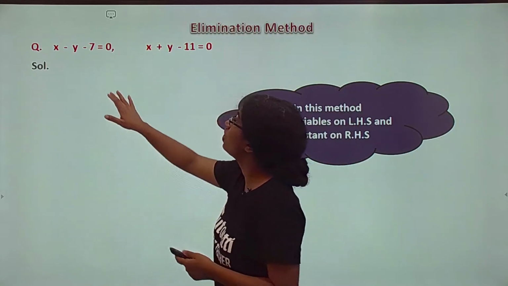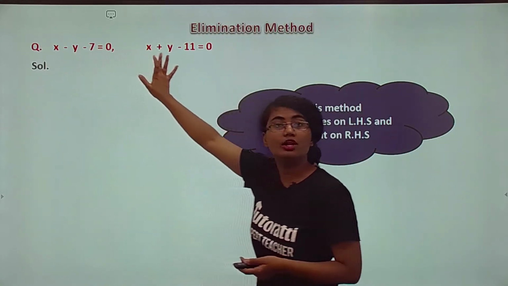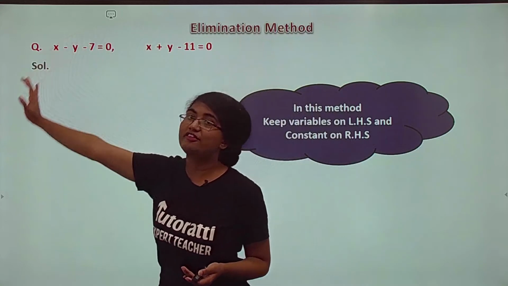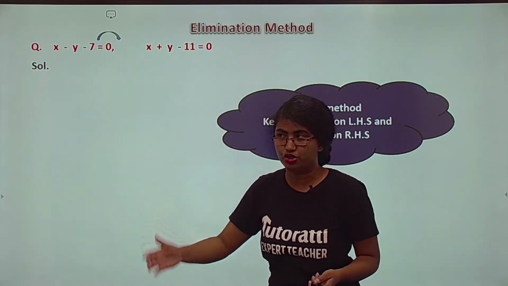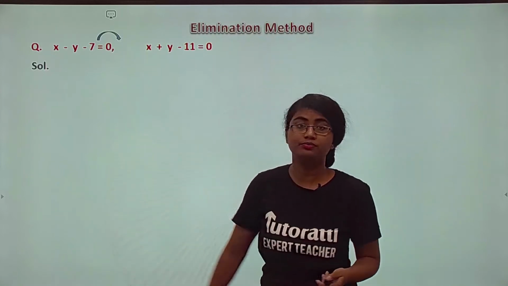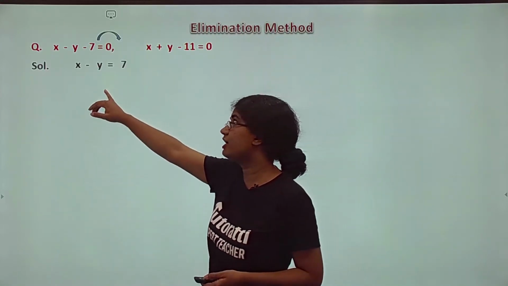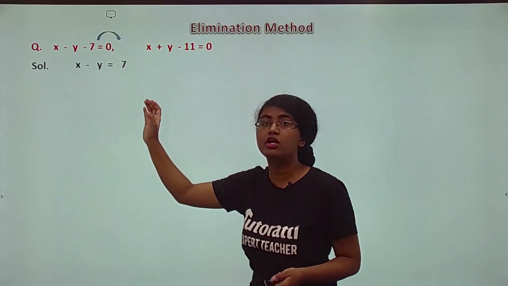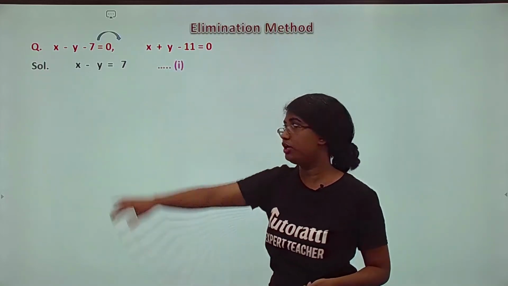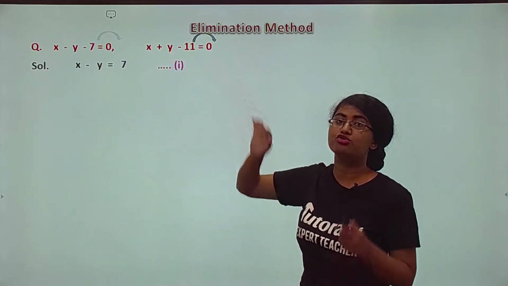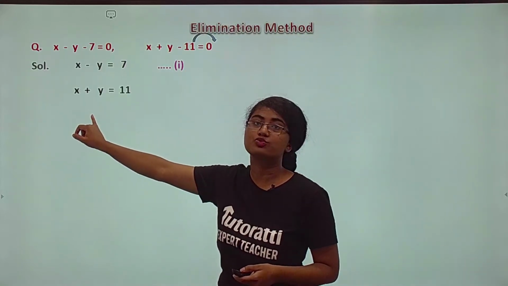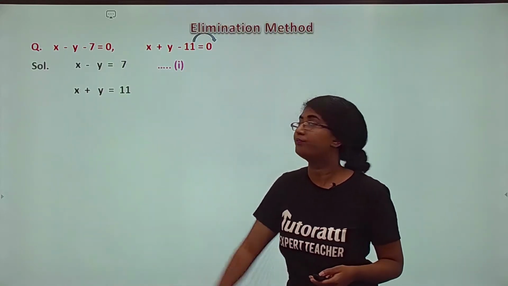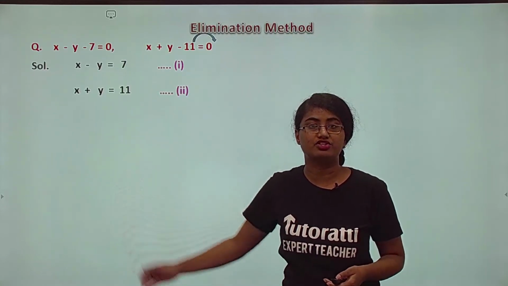Now, can you see the constants here? Minus 7 and minus 11. They are on the left hand side. So, first thing that you do is, you shift the constant. So, while writing your equation, you will write x minus y equals 7, which becomes your first equation. And in the next equation again, you shift 11 onto the right hand side and your equation becomes x plus y equals 11. Is this clear? And this is your equation number 2.